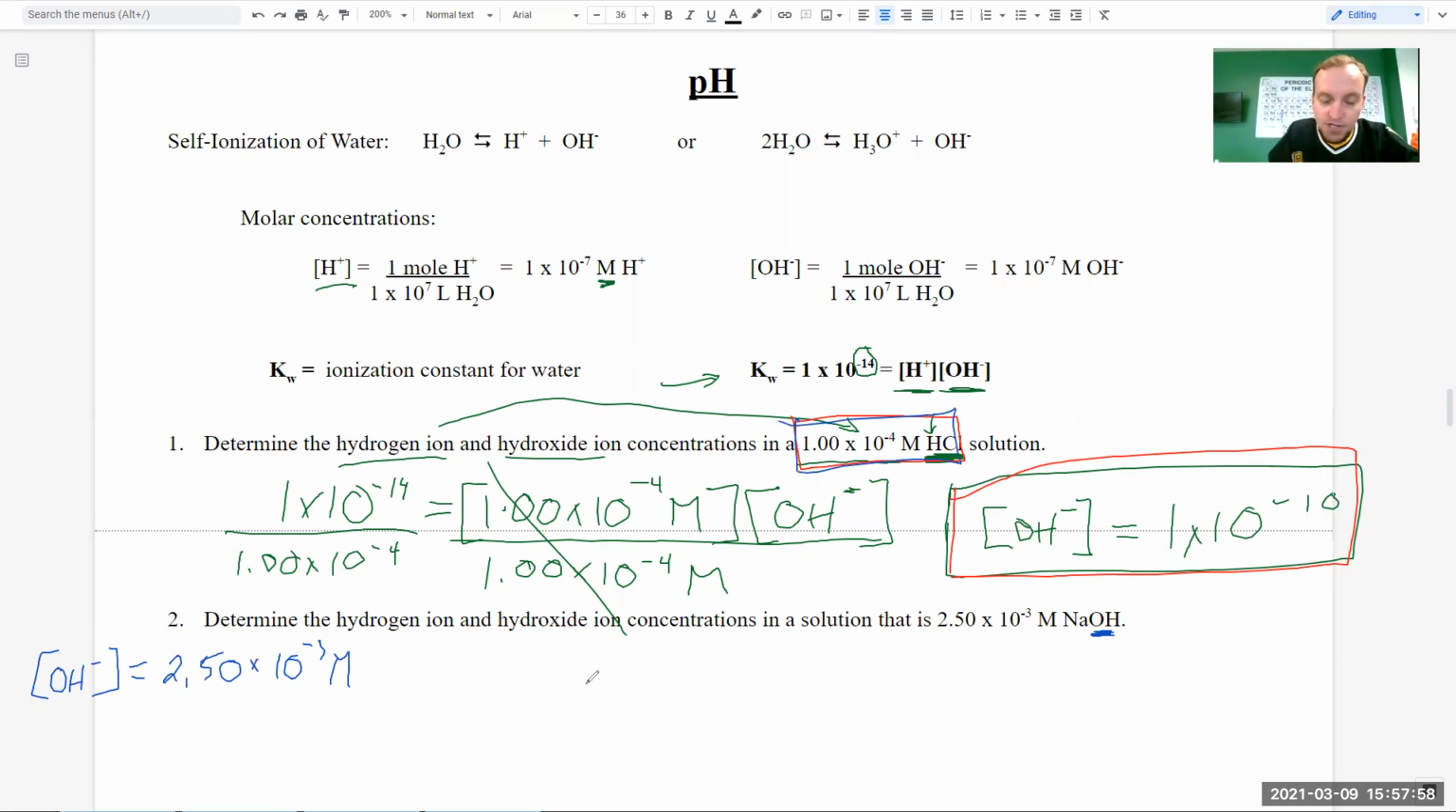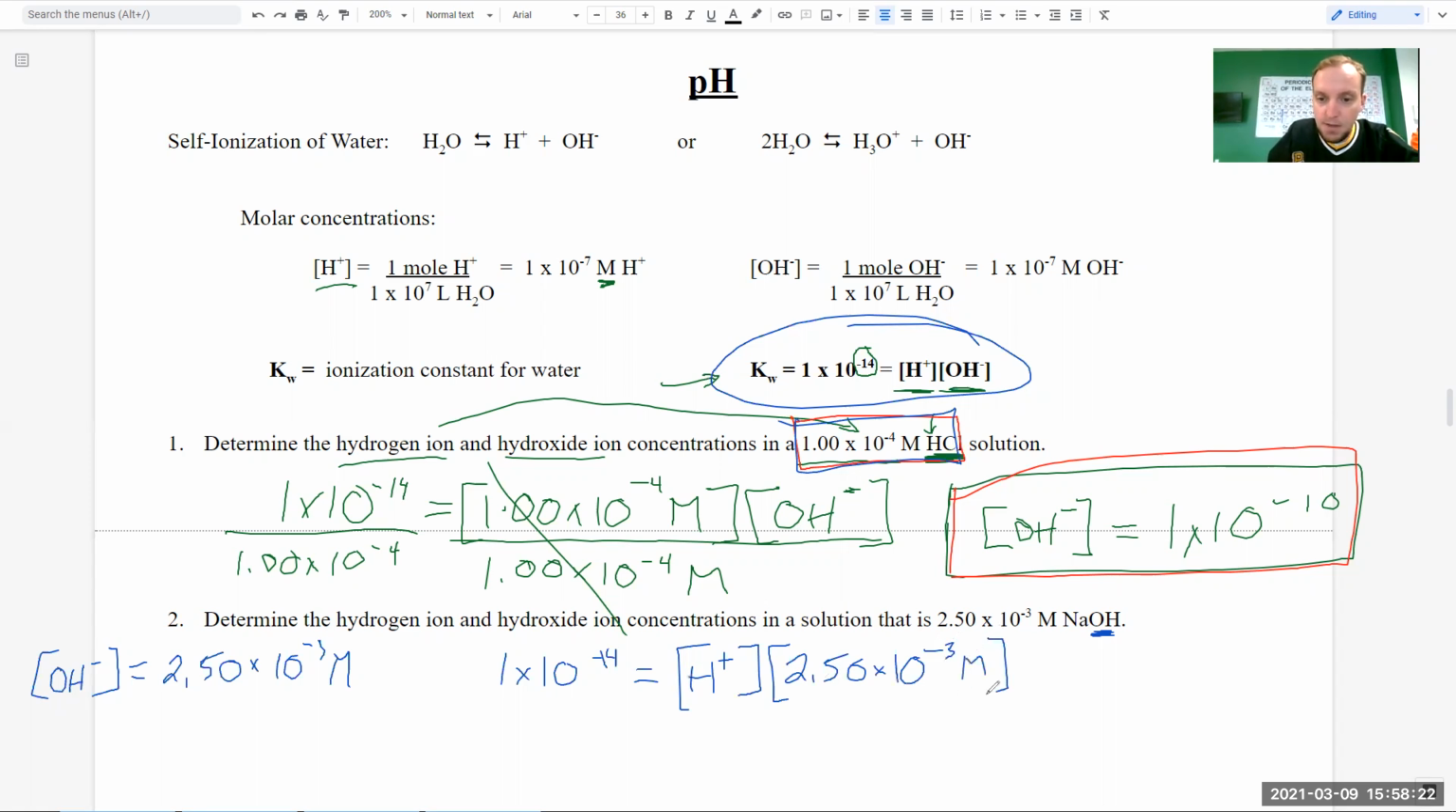Now I'm going to go ahead and do the equation that we had before. So I know that 1 times 10 to the negative 14, again, what I'm doing is this right here, equals my H plus concentration, which this time we don't know, but we do know this because again, they gave us this in the question. And again, there's only one OH in a molecule of NaOH. Therefore, we're just going to use the number as is. Then again, I'm going to divide those numbers. So this will come over here, 2.50 times 10 to the negative 3.